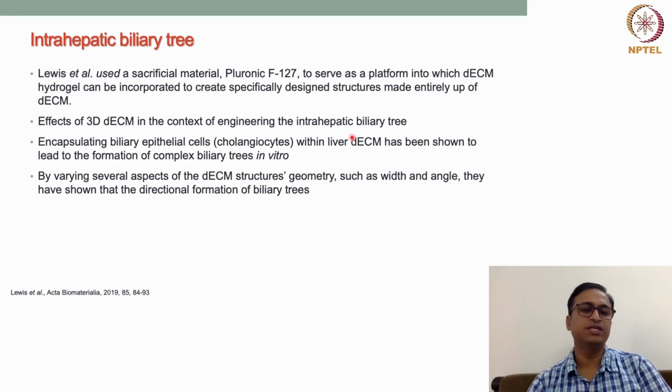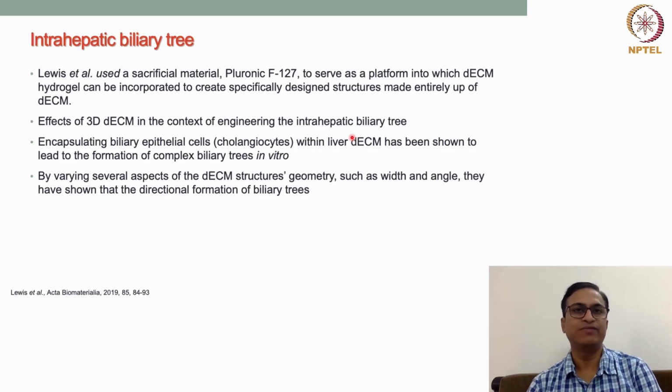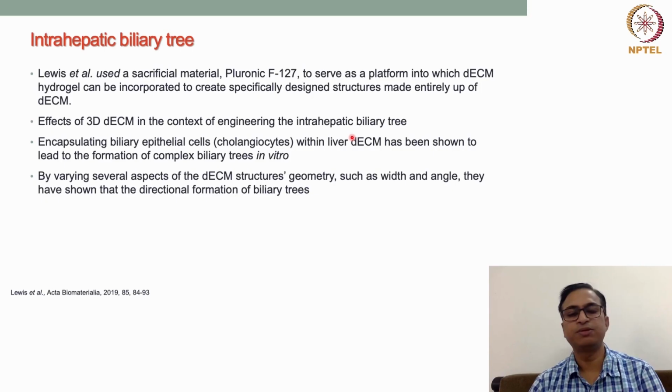So this strategy has been used in several research papers to generate vasculature, to generate vascularized tissue, all these things. In this case, they have used it to develop a biliary tree. They have used a similar concept where they have also used dECM hydrogel, that is liver tissue specific hydrogel, as I have discussed in my earlier lectures also.